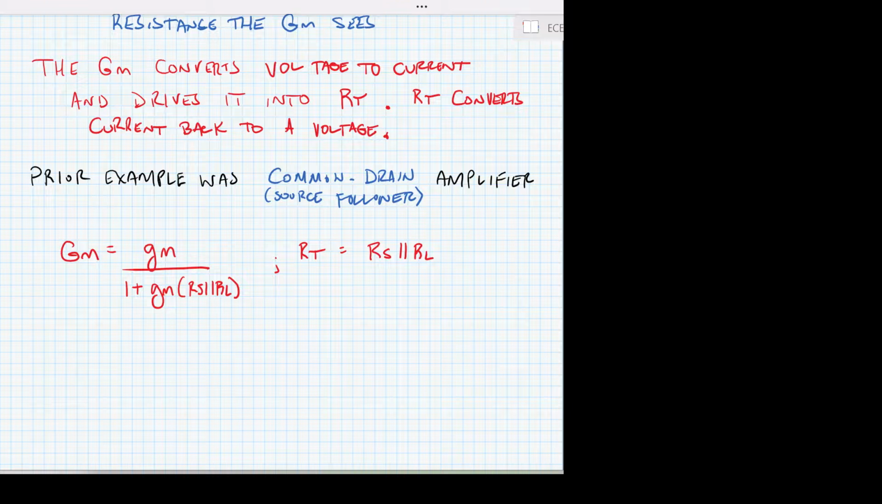All right, in the next video, we're going to do another example amplifier, and see if we can calculate what the voltage gain of that amplifier is, and maybe put it into the context of finding the gain in terms of big GM and big RT.